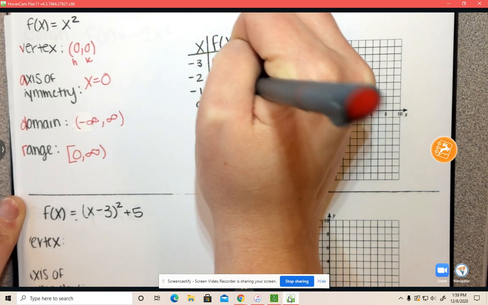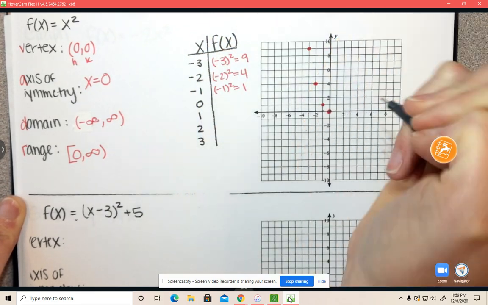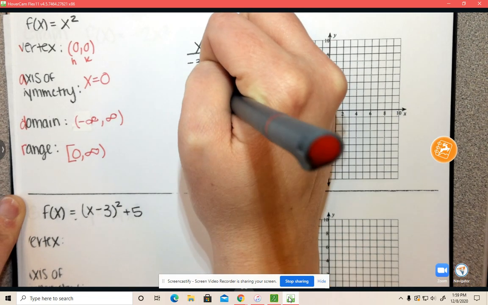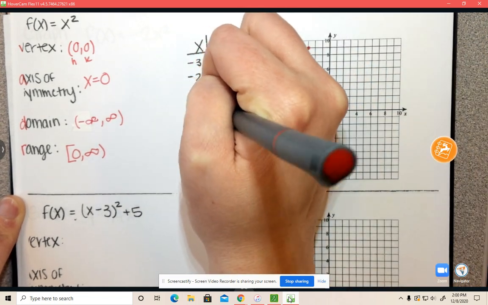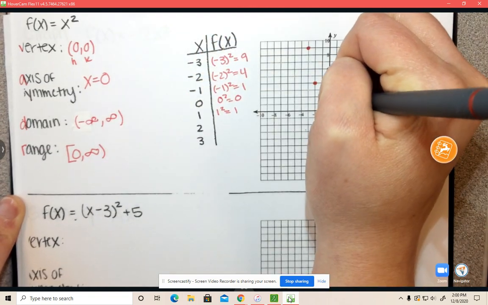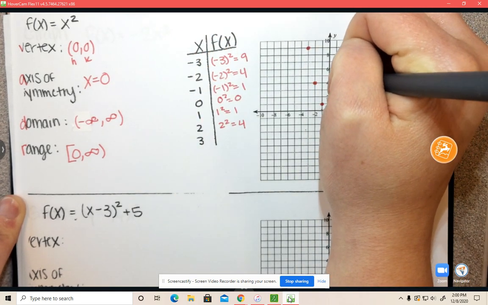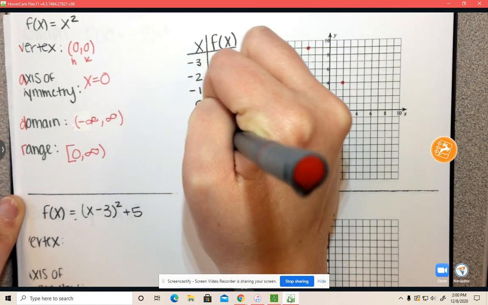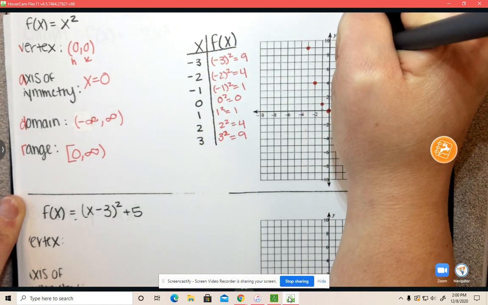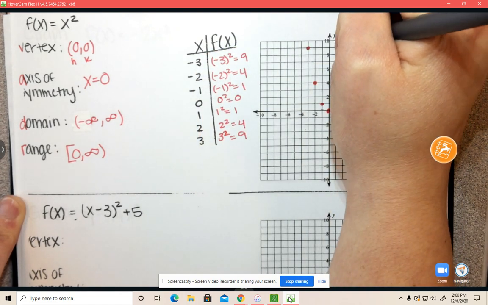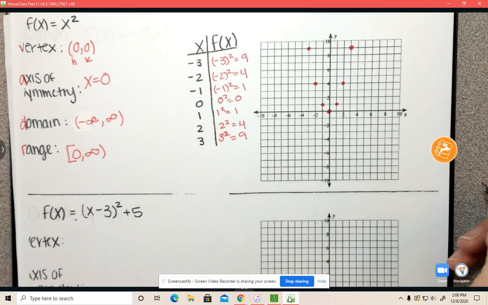-1 squared is 1. Then we have 0, because 0 squared is 0. 1 squared is 1. 2 squared is 4. And then 3 squared is 9. Okay, so this should give us a nice U shape.